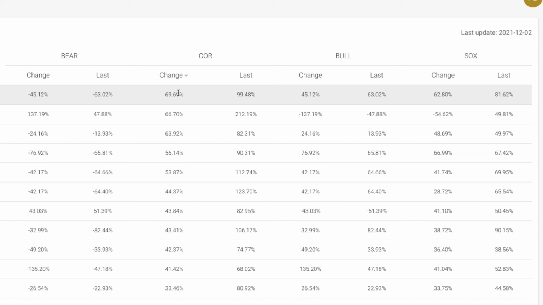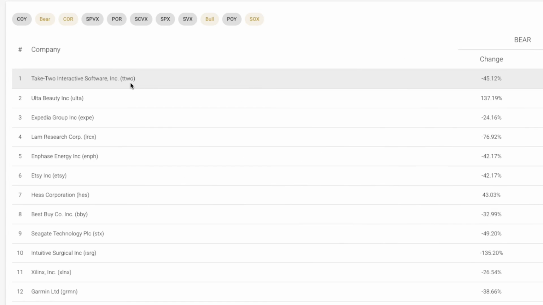Let's go look at the bullish indicator, right? And look at that. Also going up, 45. The last value is high as well. And if we looked at the optimism index, there you go. Look at that, 62 and then 81 on last, the difference between last and change there. So I definitely would say that this stock, Take-Two Interactive Software, seems like it's something of interest.